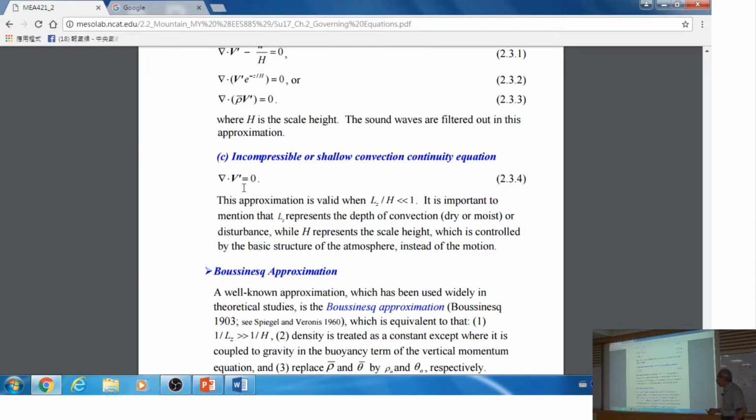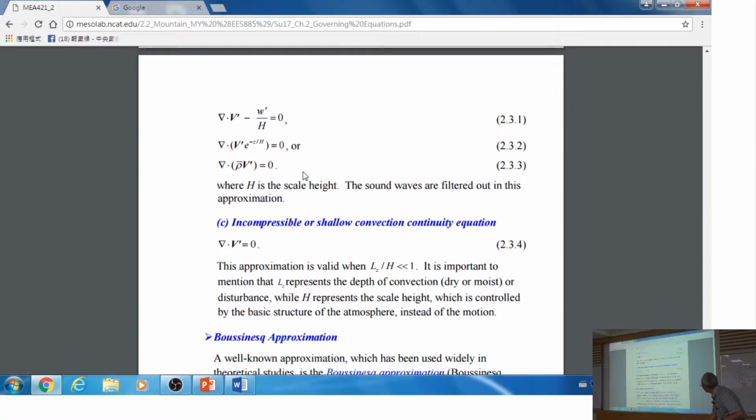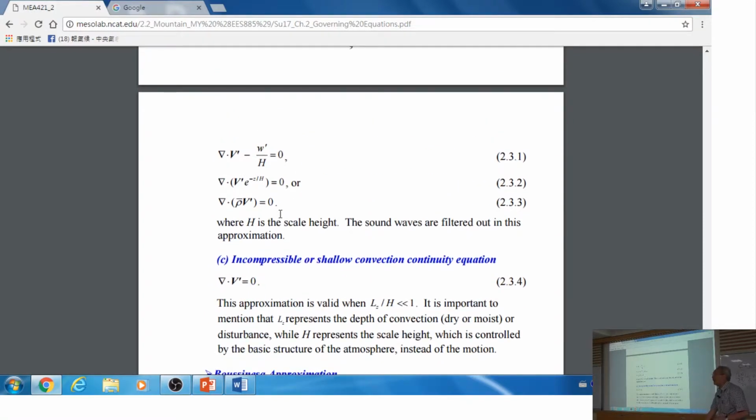So there are three levels. One is to include every term in the continuity equation, and that's called the compressible continuity equation. Then you ignore some terms and you get this form, and that's called the anelastic equation. And if you ignore everything except this part, that's called the incompressible continuity equation. I'm not going to go into detail because I assume you have taken dynamic meteorology or atmospheric dynamics.